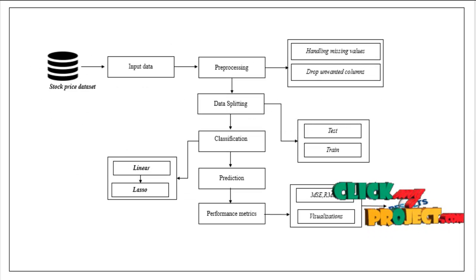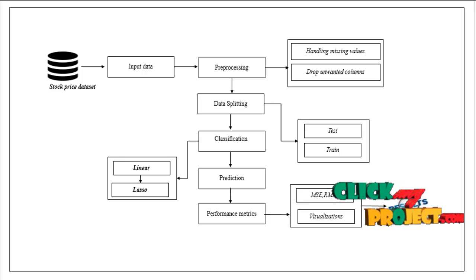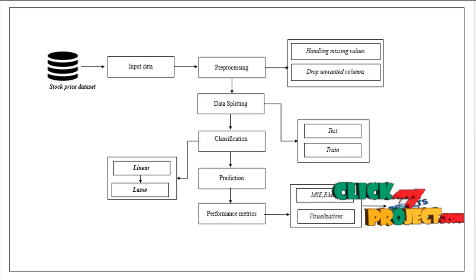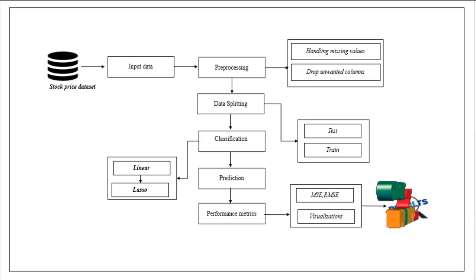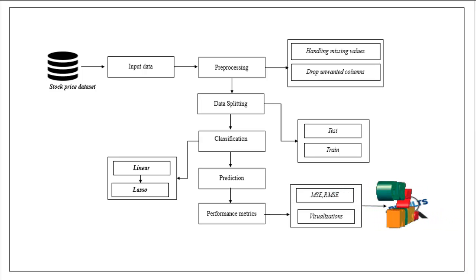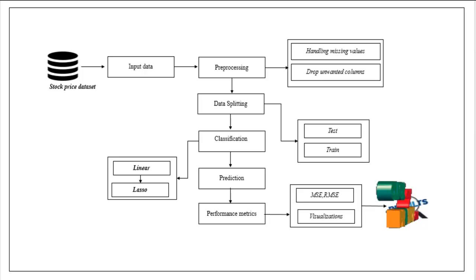This is the flow of our process. First, we take the data set, that is the stock price data set. Here we are taking the Amazon stock price data set, which is collected from data set repositories like UCI, GitHub and Kaggle and so on. After that, we read the input data set with the help of the pandas package, and then we implement the pre-processing step.